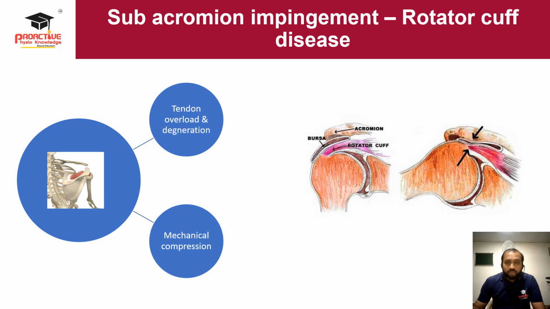And the subacromial pain, subacromial impingement, can lead to rotator cuff disease also. When there is a tendon in the shoulder which is overloaded, due to repetitive stress or weakness, the risk of compression increases. Due to that, the overloaded tendon becomes more prone to irritation. There is an inflammation and thickening of the tendon also.